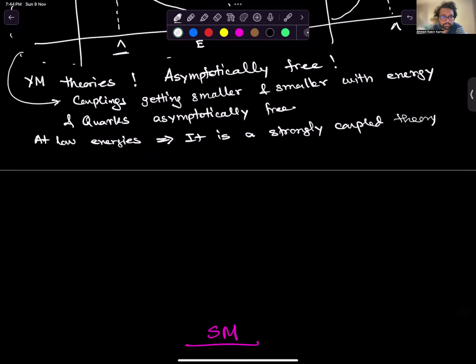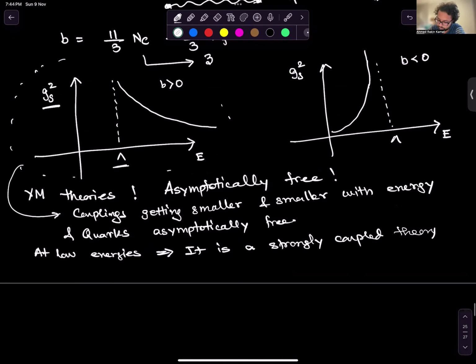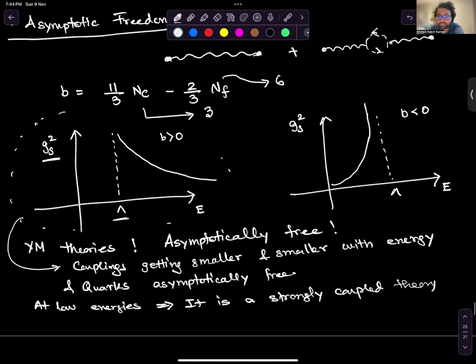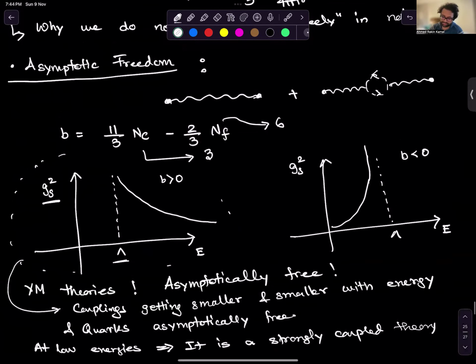The diagram on the right is the QED diagram. With higher energy, the coupling is getting higher and higher. So that's the QED picture, right? This expression is actually for Yang-Mills, but a similar thing happens in QED. Okay, got it. Thanks.